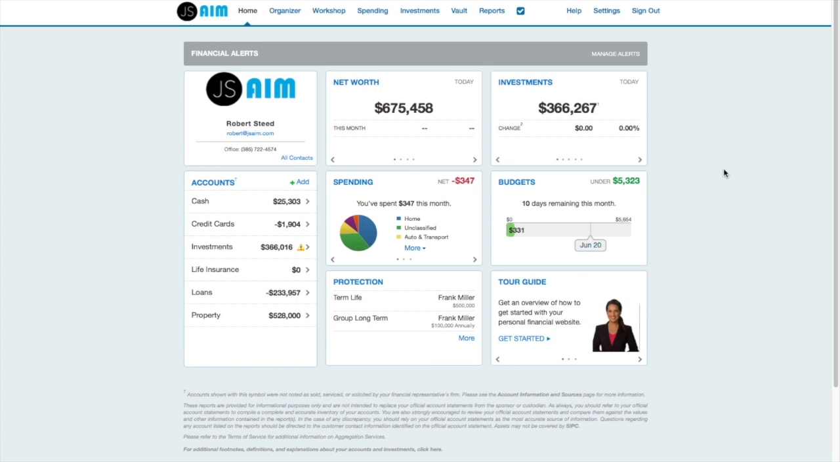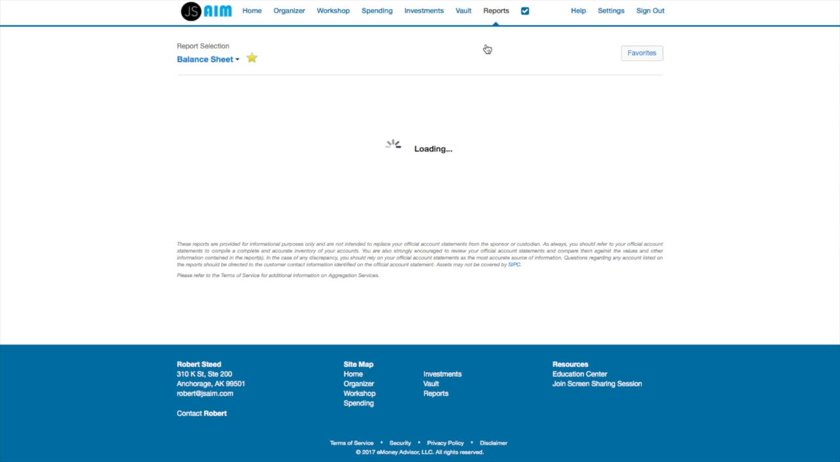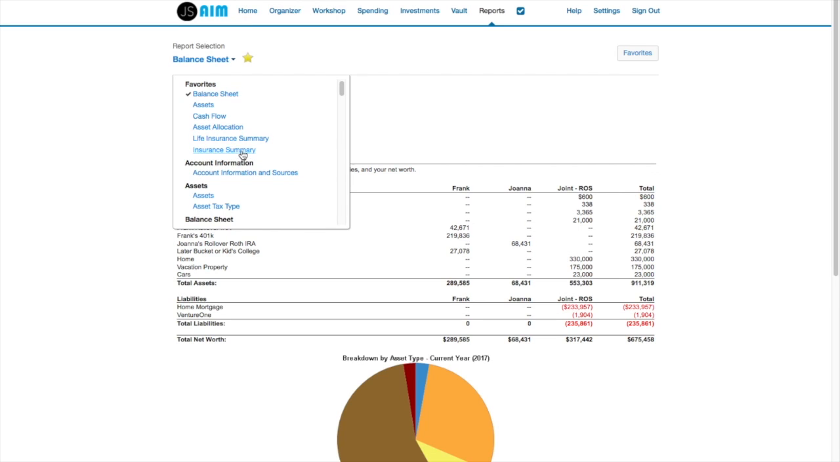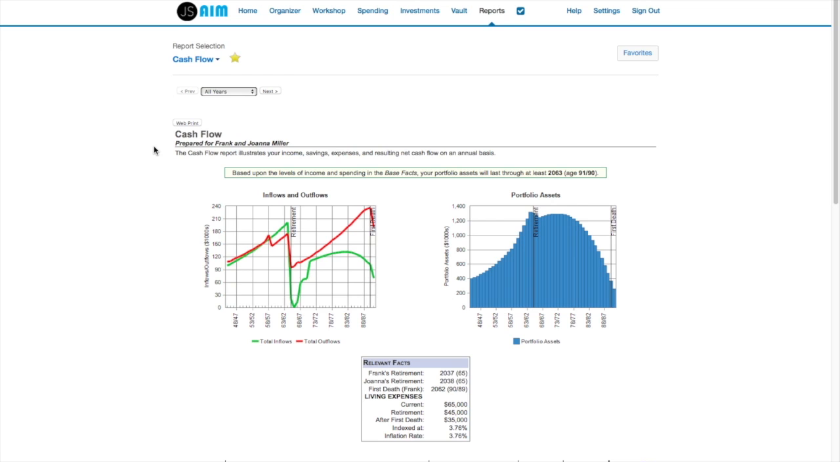Before we dive into where the information in the cash flow report comes from, let's make sure we understand what the cash flow report is, and you'll be able to see the different manipulations of it. When you come to the reports, here in this drop-down menu is all the different reports you can take a look at. We are going to just look at the overall cash flow.